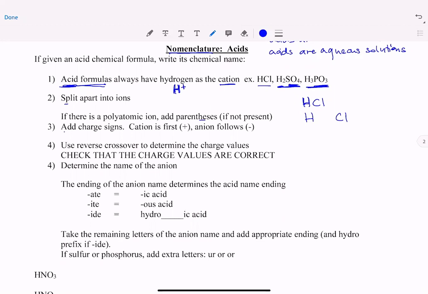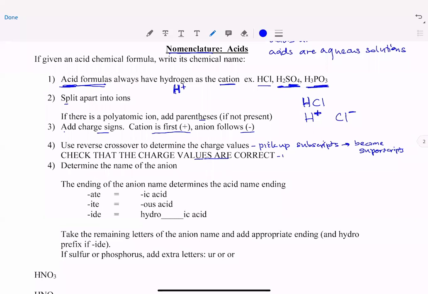Then you add the charge sign, step 3. So the cation is always first and the anion is next. So you're going to add a plus and a minus. Okay. And then you use the reverse crossover. What that means is you pick up any subscripts and those become superscripts. So in this example of H plus and Cl minus, there are no subscripts, so you don't have any superscripts that become charge values.